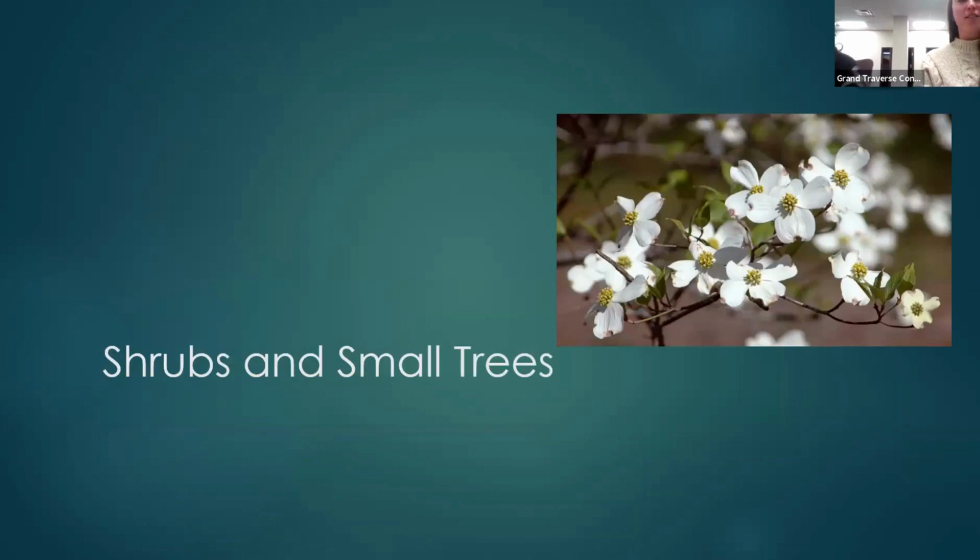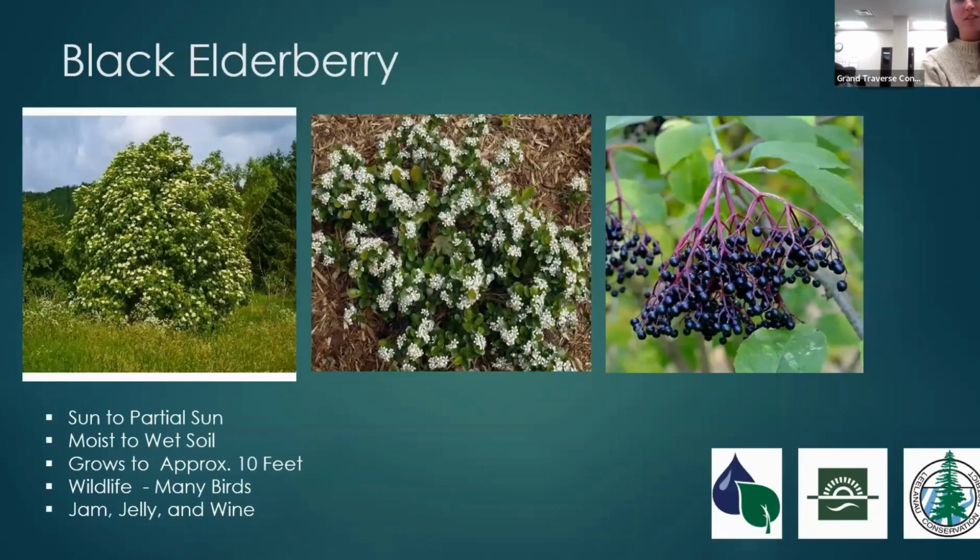Okay, so this is the last category of species that we're going to talk about. All the conservation districts also offer some different shrubs and small tree species, such as black elderberry. This is full sun or potentially partial sun, but a lot of the shrub species that the conservation districts offer thrive more in full sun situations. This one though, is going to like more moist soils. It could potentially grow to be around 10 feet tall. And obviously a bunch of birds really love those fruits.